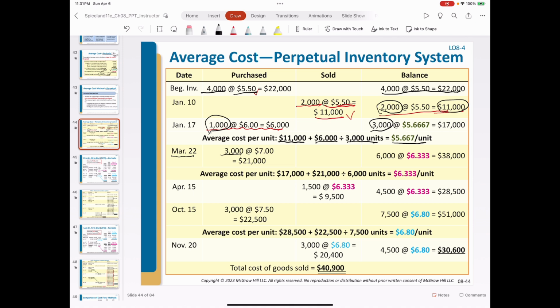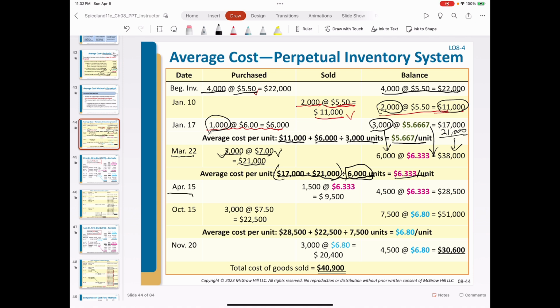One more purchase. This is another purchase, 3,000 units at $7 per unit. Total value 21,000. After this purchase, the value of inventory increased by 21,000, resulting in 38,000. The number of units increased from 3,000 units to 6,000 units because the new purchase is 3,000. Then we can calculate using the 38,000 divided by the total number of units, 6,000. So on average, it's $6.333 per unit. Why did the average increase? The reason is the purchase is $7 per unit, which is more expensive than the prior units.